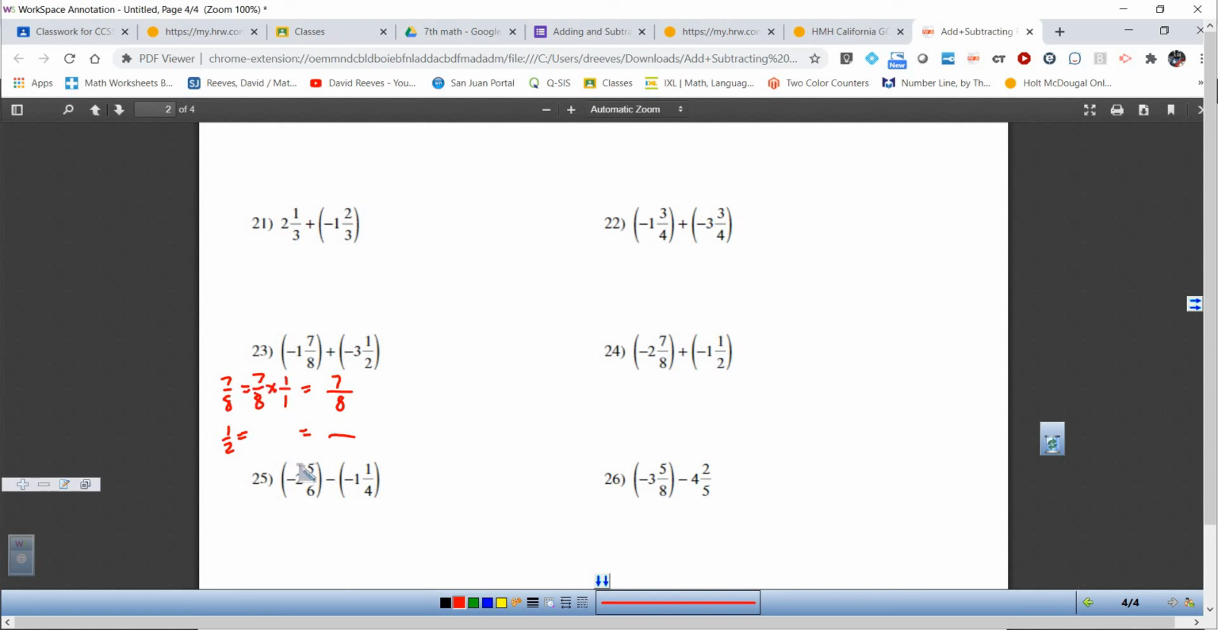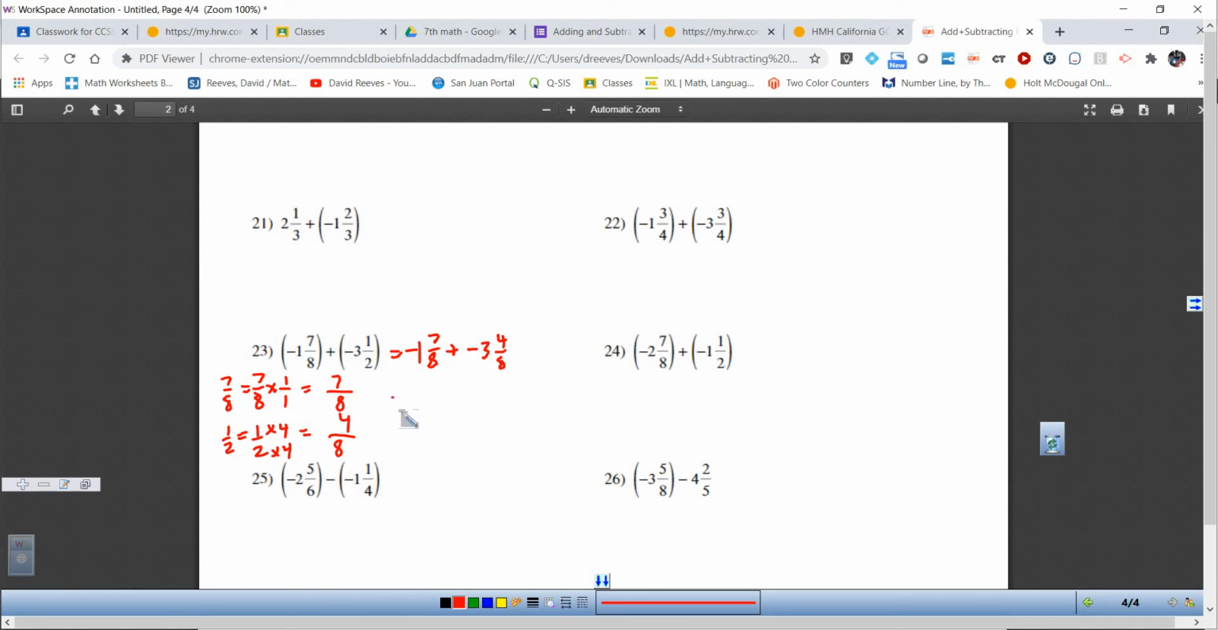I could just multiply by 1 over 1. 1/2, I'm going to multiply by 4 over 4 because 4 times 2 is 8. All right. So what do I get? When I rewrite this, I get a negative 1 7/8 plus a negative 3 4/8.